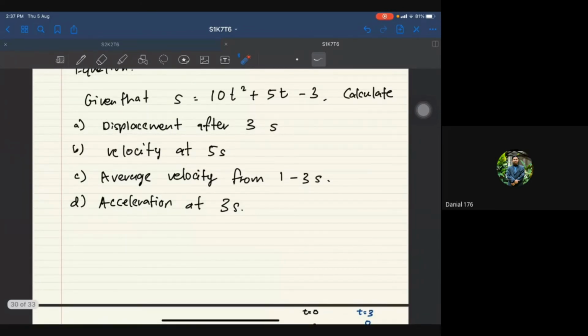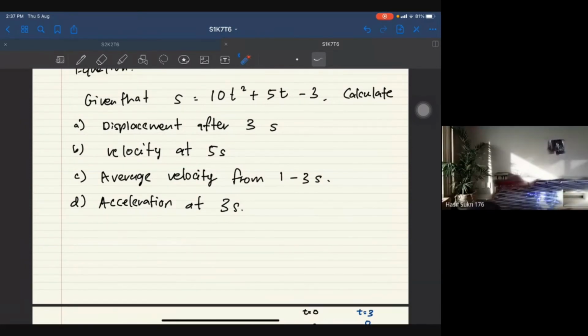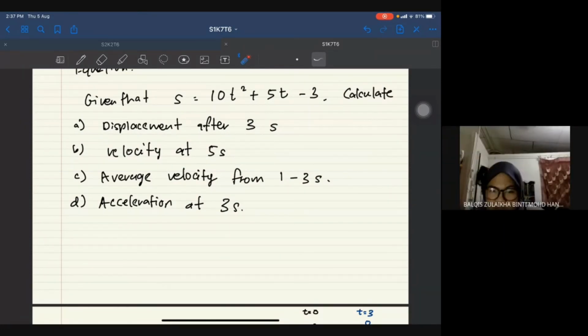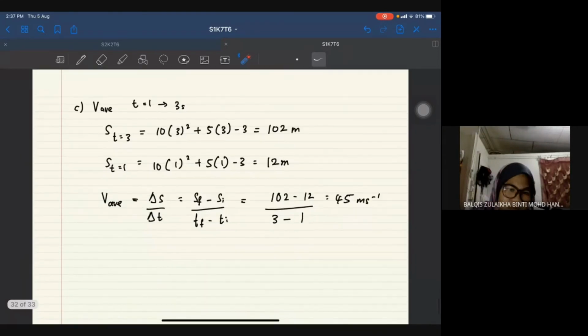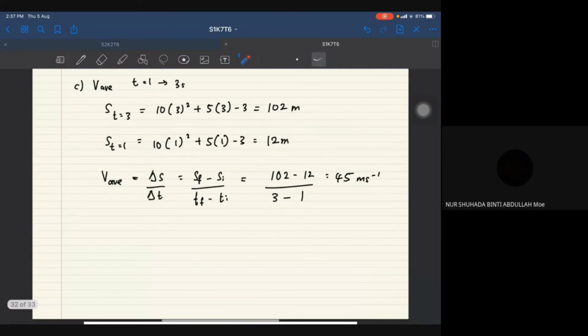Acceleration at 3 seconds. Okay. So dia nak average ke dia nak instantaneous? Instantaneous. Okay, so macam mana nak kira? dS over dt. Apa? Kita differentiate 2 kali. Differentiate 2 kali. Okay. Lain? Betul lah tu. Differentiate 2 kali. Cuba buat. dV over dt. Okay, dV over dt. Correct.